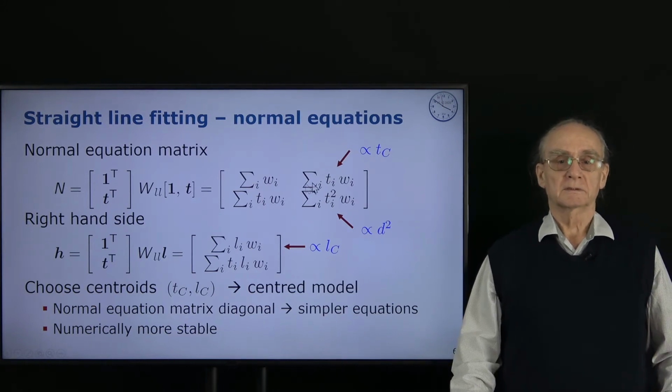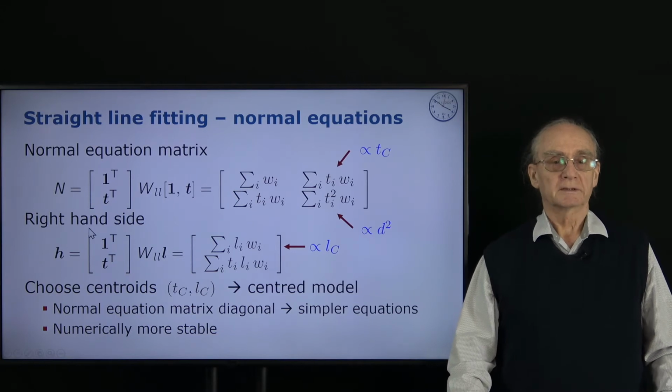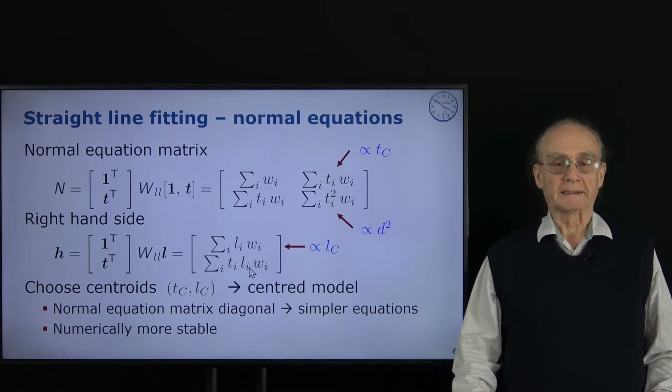I come to these elements later, these blue indicators. And the right-hand sides are just the same coefficient matrix transposed, multiplied with the weight matrix, now multiplied with our observations. So we have here the weighted sum of our observed values L, and here the weighted sum of the products of the given and the observed entities. So this is very simple from the beginning.